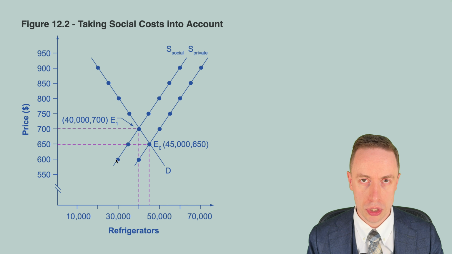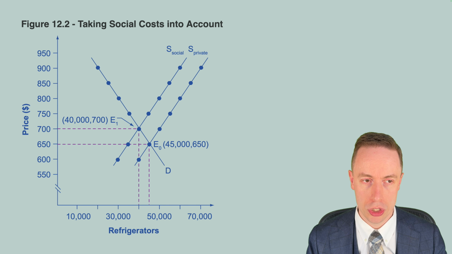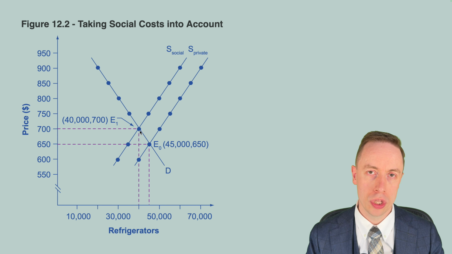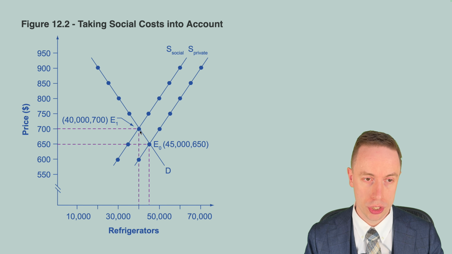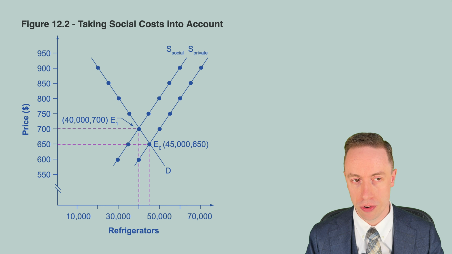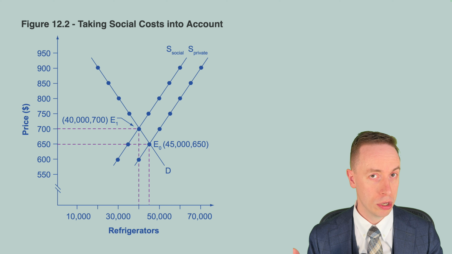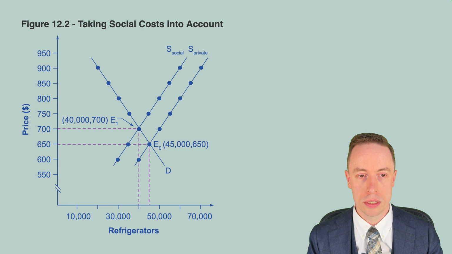Or alternate perspective, if you like the price versus marginal cost perspective, at this outcome E sub 1, the socially optimal outcome, the price of a fridge would be $700, which at that point is equal to the social marginal cost of producing that final fridge. So again, E sub 1, efficient, E sub 0, not. But the rub is, the market by itself produces E sub 0.